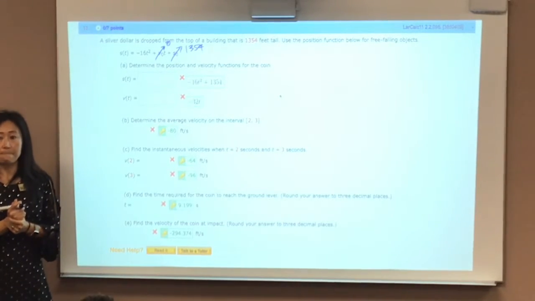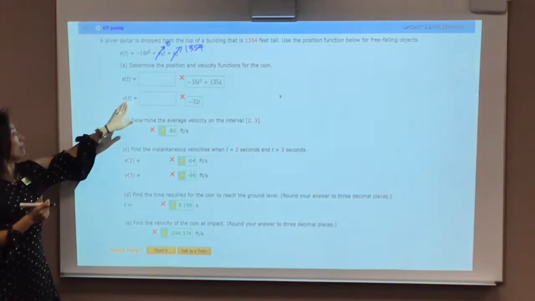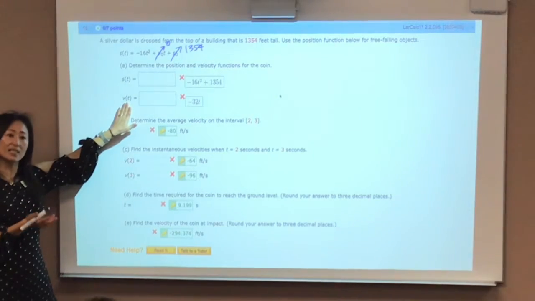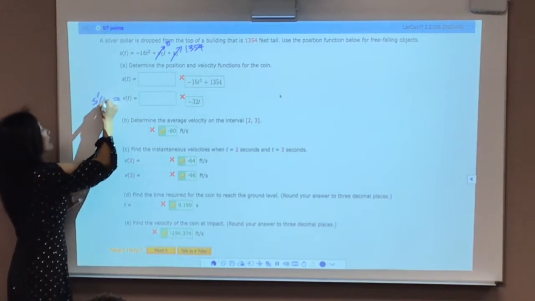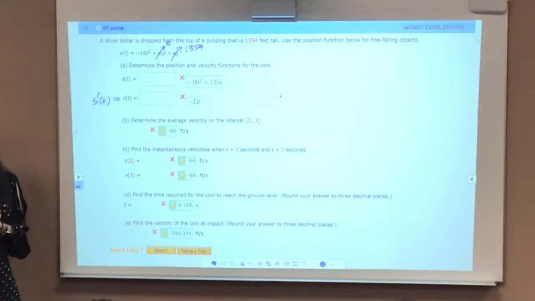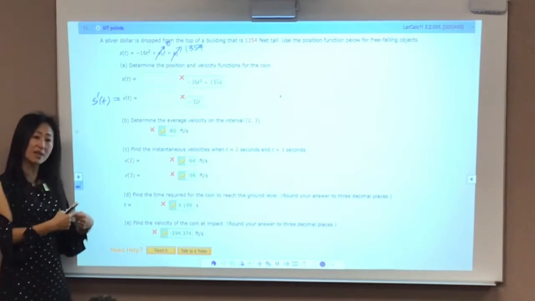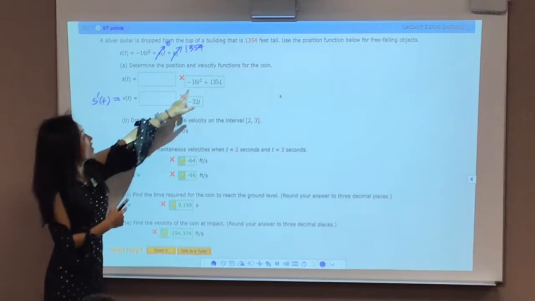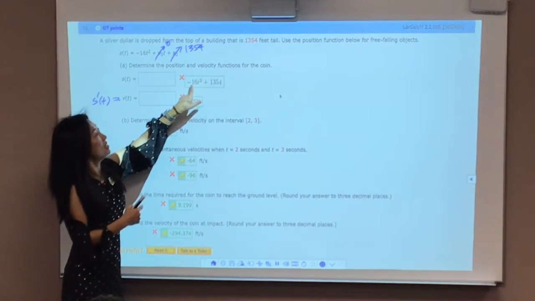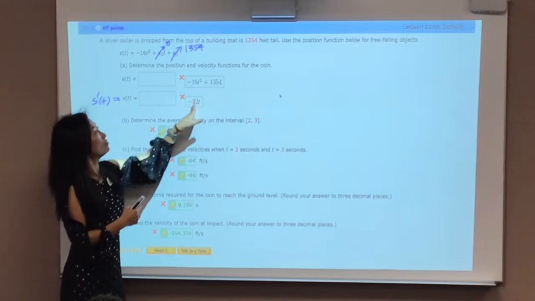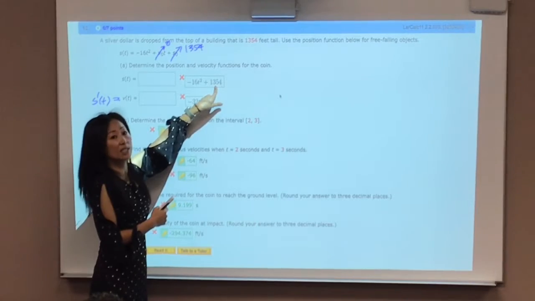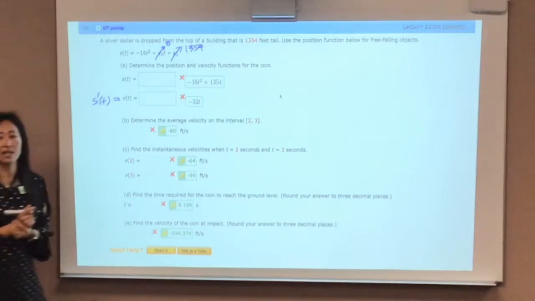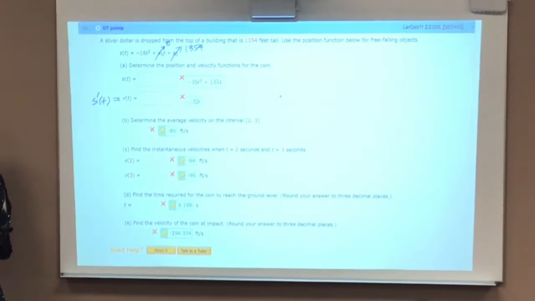So far so good? Okay, I'm looking for velocity. Velocity is the same as what? Position function, I take the first derivative. That's what velocity means. Velocity means take a first derivative of position function. So take a derivative of this. Negative 16 times 2 gives you negative 32t. This becomes 0. So that is your velocity. So far so good? Yes, ma'am.